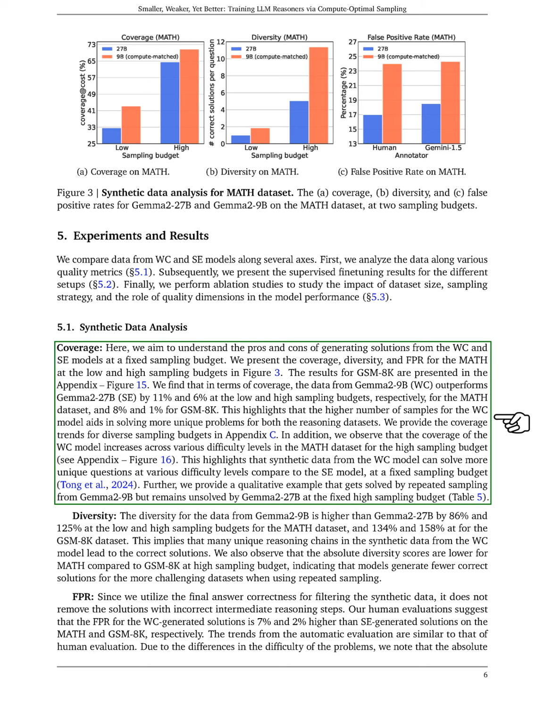Given the mixed results of high coverage and diversity alongside high FPR, it is unclear whether sampling from the WC or SE model is more compute optimal for training strong reasoners, which we will explore next.